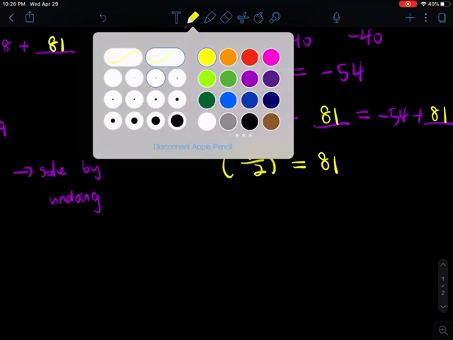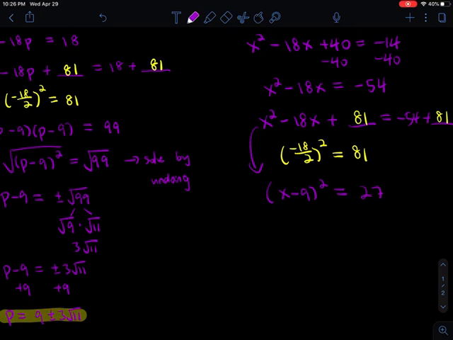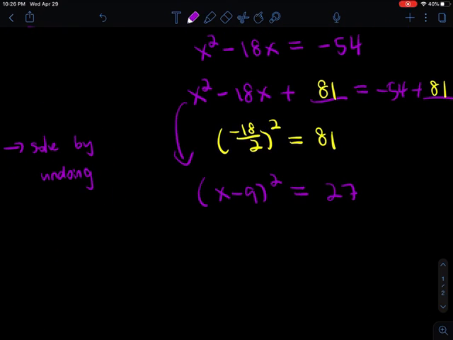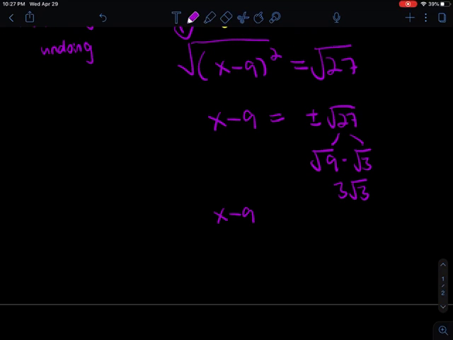So once again, let's go ahead and factor the left-hand side. This is going to turn into x minus 9 times x minus 9, because that's squared. And then that's 27, it looks like, negative 54 plus 81. And then just like what I did before, we're solving by undoing. Square root both sides. This is equal to plus or minus, don't forget that, root 27. And again, whenever you can simplify, please do. 9 is the biggest perfect square, and then that's going to be 3 root 3. So then I get x minus 9 is equal to plus or minus 3 root 3.